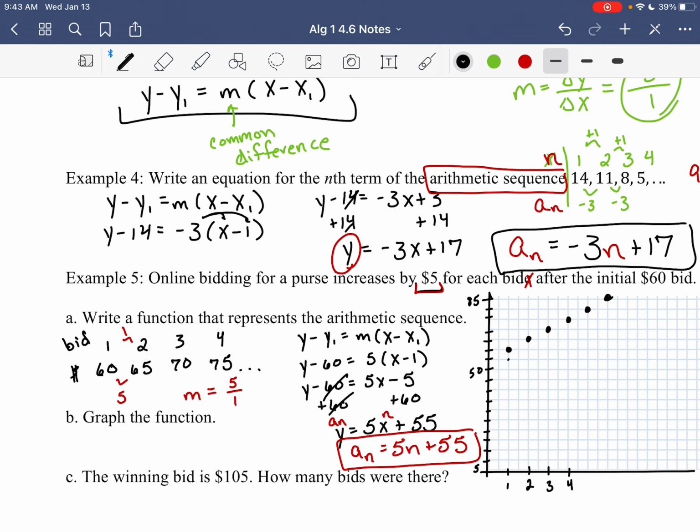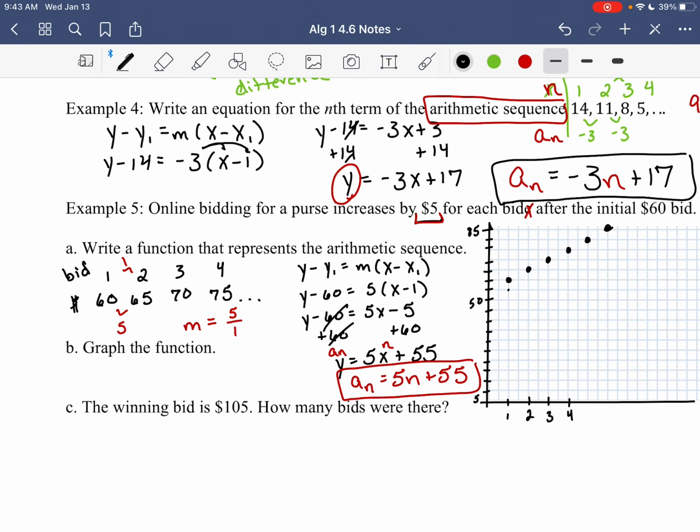The winning bid is 105. How many bids were there? So I could keep extending this out. I could go, okay, the next one was 80, then 85, and count them up. Or I can say, hey, the winning bid was this number here. This number was my output. My winning bid was 105.